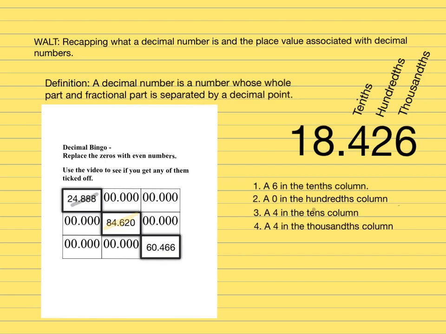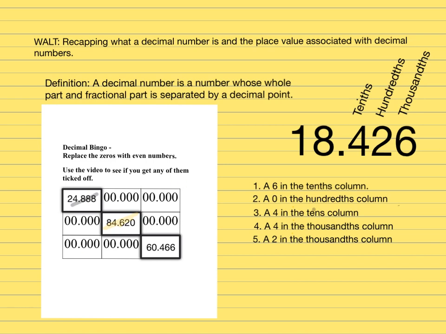Number 4, I'm sticking with the number 4, but this time, if you've got a number with a 4 in the thousandths column, give it a tick. Sticking with the thousandths column, but this time I'm going to ask you to tick off a number with a 2 in the thousandths column. If you don't have a number with a 2 in the thousandths column, don't tick it off. If you have 2 numbers with a 2 in the thousandths column, you can only choose 1 to tick off.